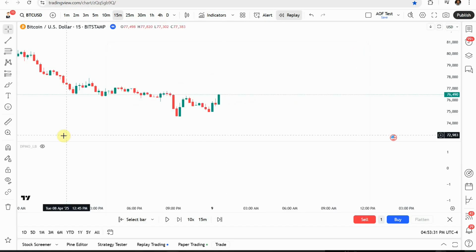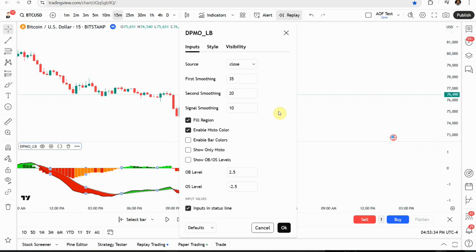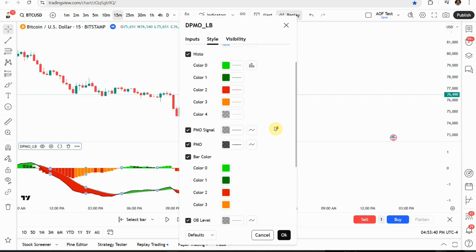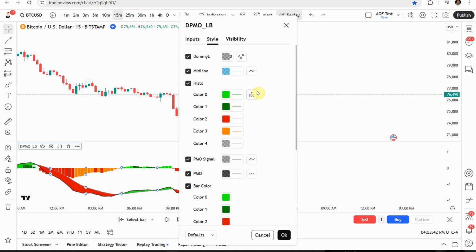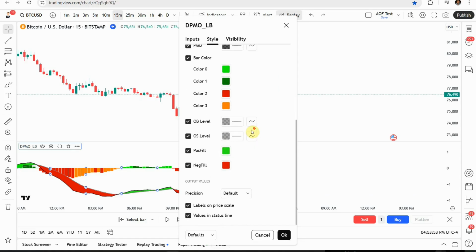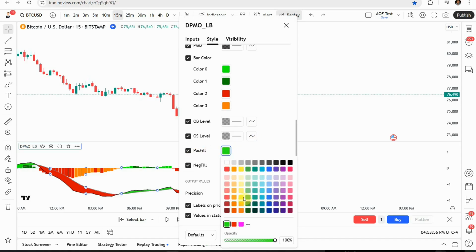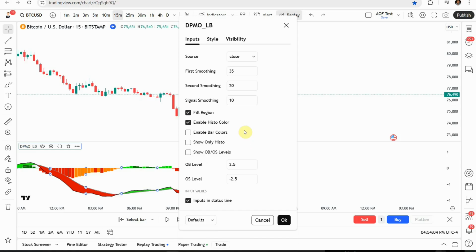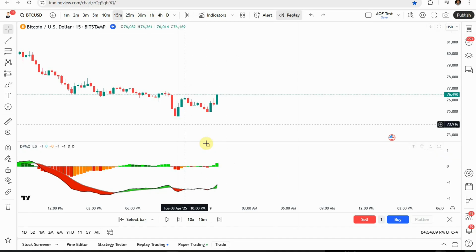Go ahead and click on that and add it to the screen and jump into the settings, and basically we'll just play around with the styles. So what I did was under the histogram right here, the columns is actually what it's set to instead of histogram. I just went in and bumped up the opacity of all four of these colors. Then down to the position fill, I did the same thing, bumped up the opacity of both of these colors. Then what I'm going to do is jump into the inputs and make sure the enable histo color is checked. Then go ahead and click OK.